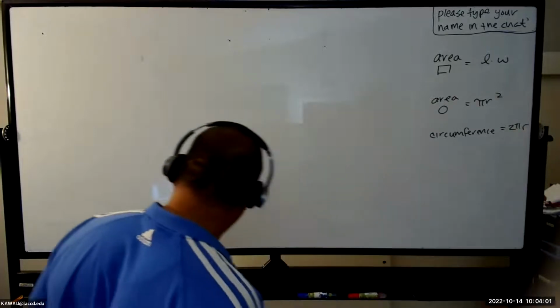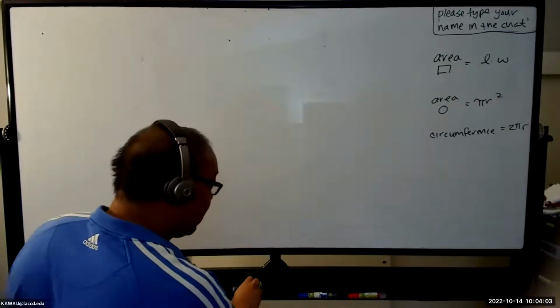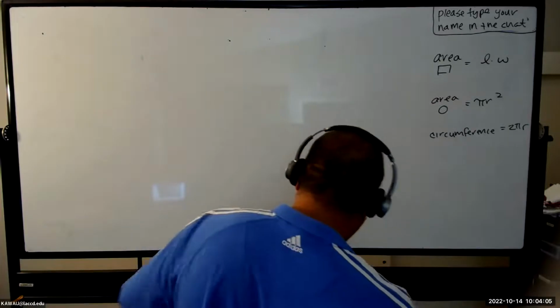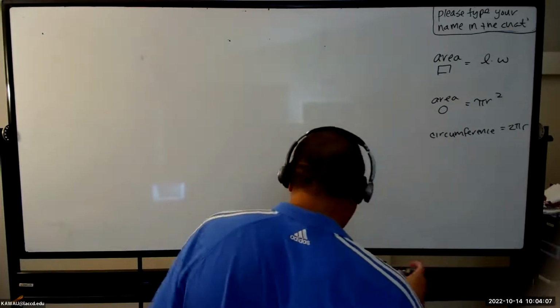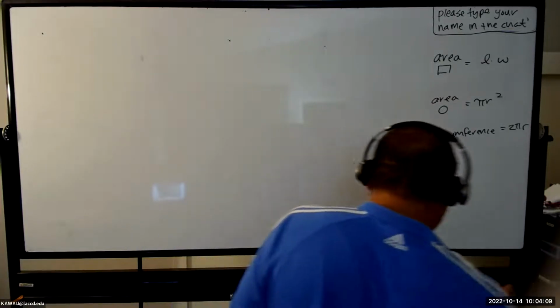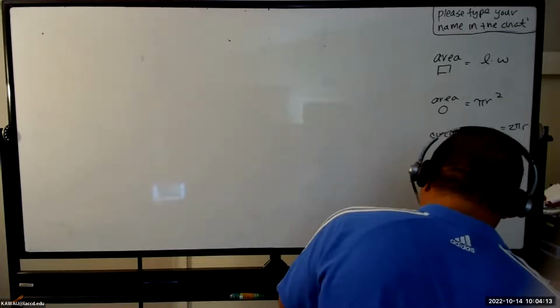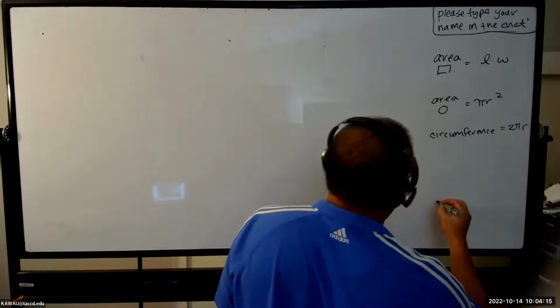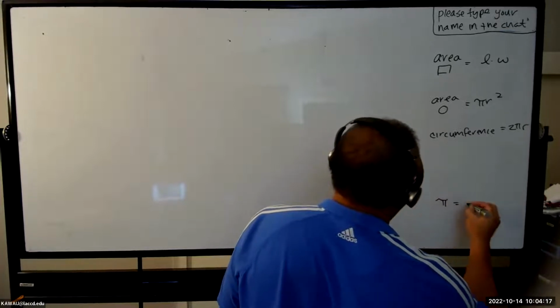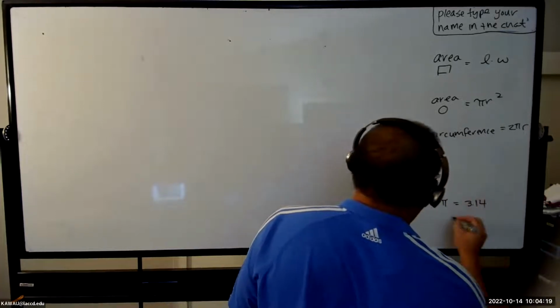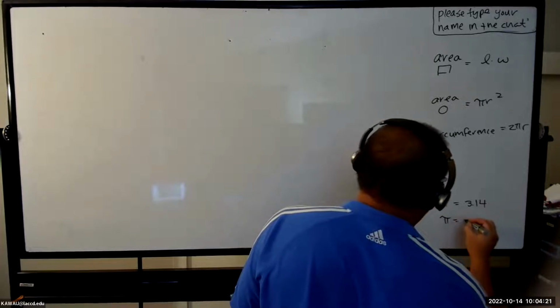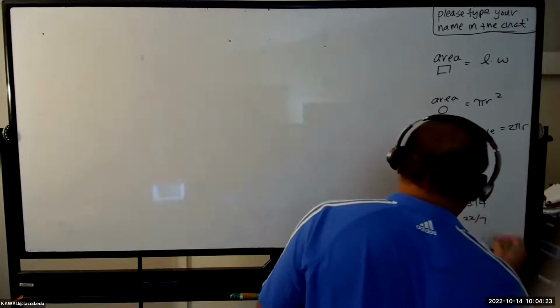And then on the exam, they will either want pi in the answer, or they'll tell you what value of pi to use. And we said that the most common values for pi that they would ask you to use is pi is equal to 3.14, or pi is equal to 22/7. Okay.